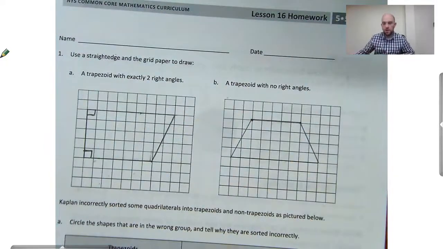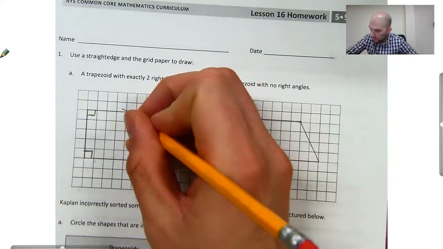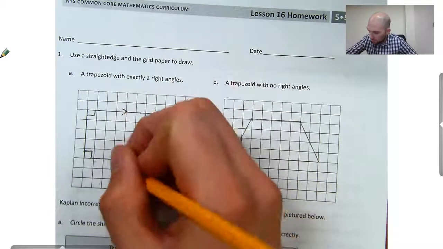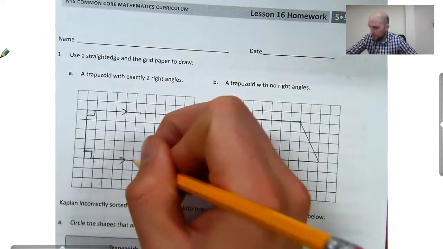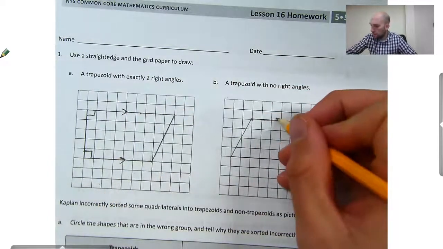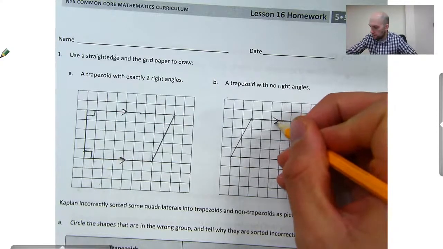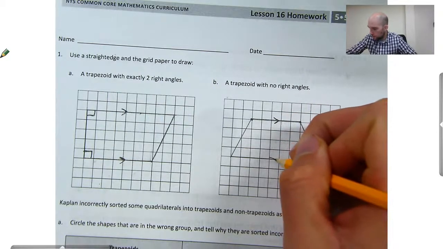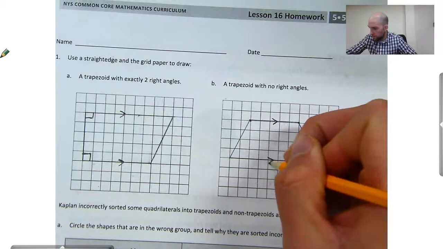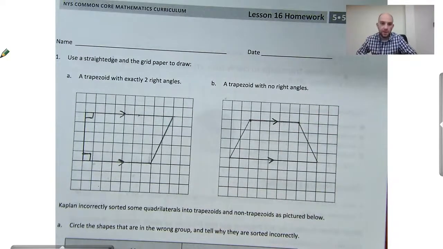Now I have a trapezoid here, this isosceles trapezoid with no right angles. So I have one trapezoid with 2 right angles, and then I have one with no right angles. And the important thing to notice is that the thing that makes them both trapezoids is they have at least one set of parallel sides. So right there, right there. Those 2 sides are parallel on both of those trapezoids.